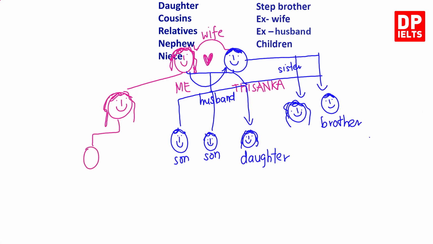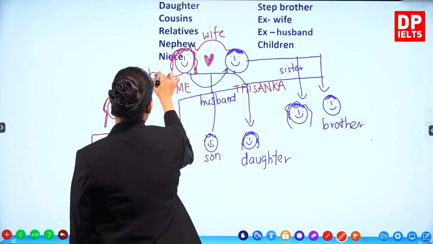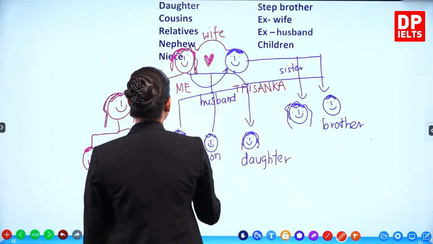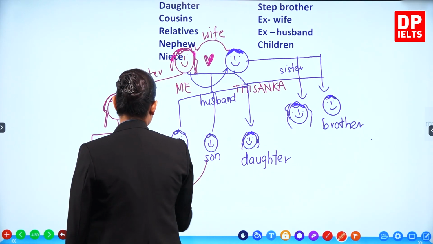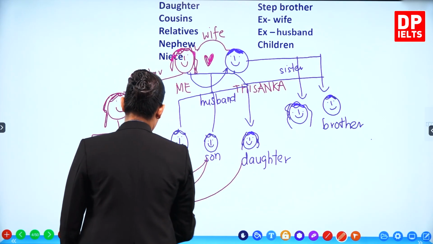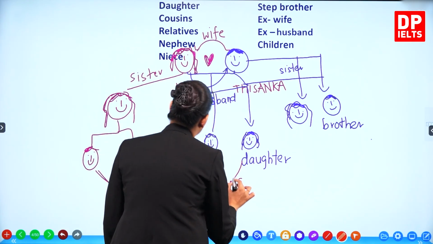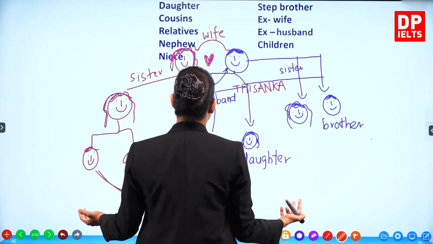Okay, and she has a son and a daughter. Okay, this is my sister. Right, so now you know daughter, son, and then cousins, right? So they are all cousins. Can you see? This one is all cousins. Relatives, for them, all of these are the relatives. Okay?